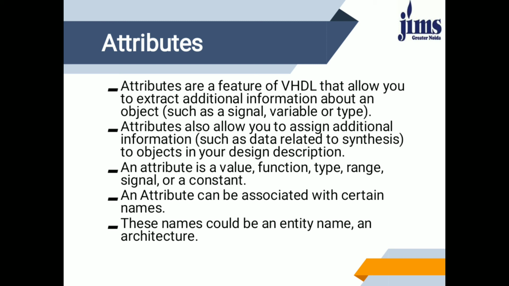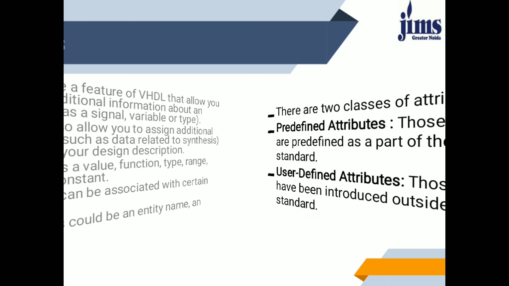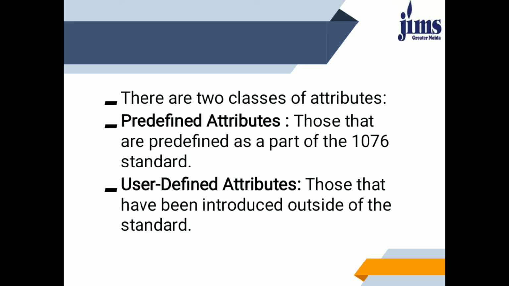An attribute can be associated with certain names. These names could be an entity name or an architecture name. There are two kinds of attributes. One is predefined attribute and another is user defined attribute. Predefined attributes are those which are predefined as a part of the 1076 standard. User defined attributes are those which have been introduced outside of the standard.